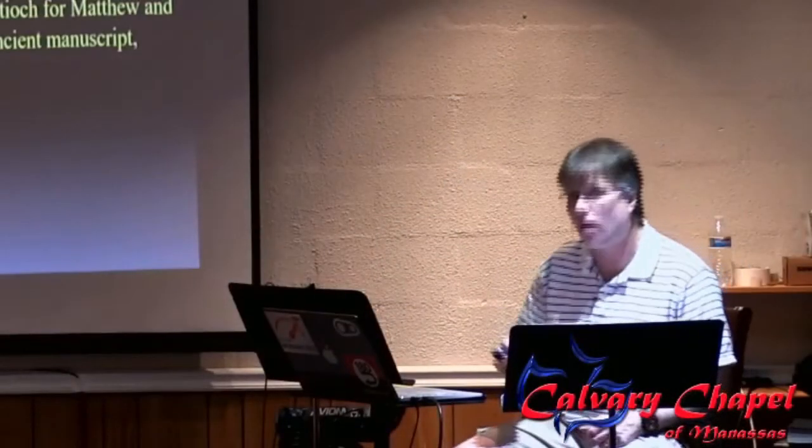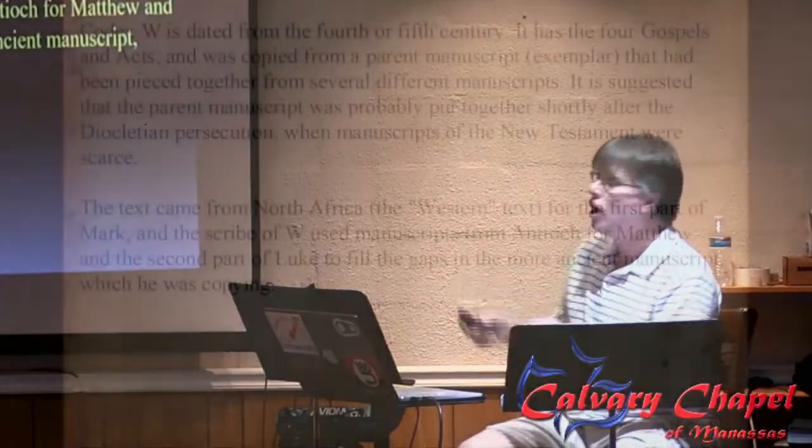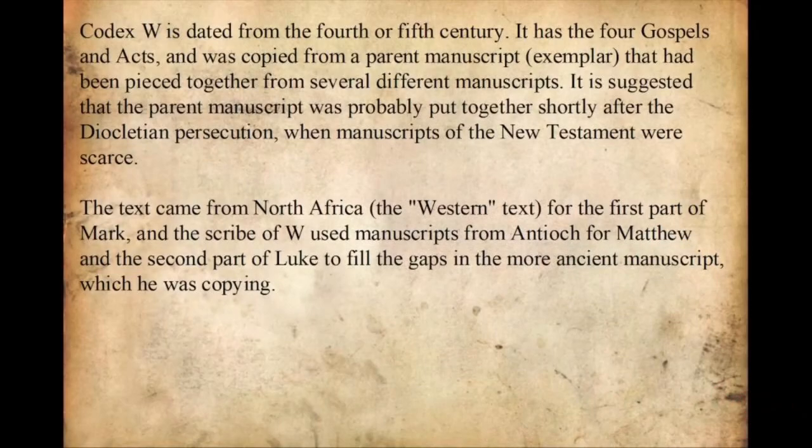Now, that's one part of this group of manuscripts. Codex W is dated from the 4th or 5th century. It has the four Gospels and Acts and was copied from a parent manuscript, again, an exemplar, that had been pieced together from several different manuscripts. It is suggested that the parent manuscript was probably put together shortly after the Diocletian persecution, when manuscripts of the New Testament were scarce.